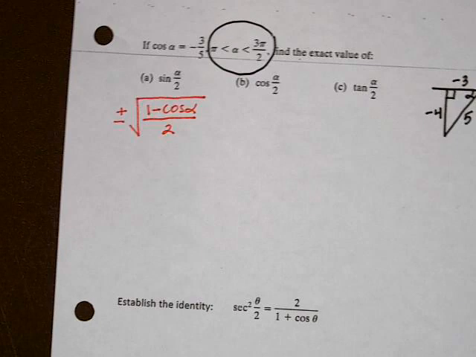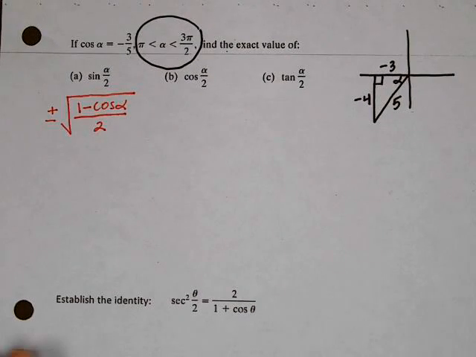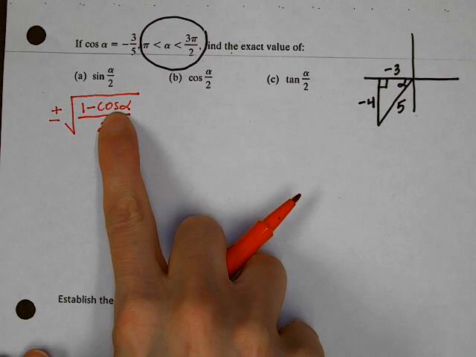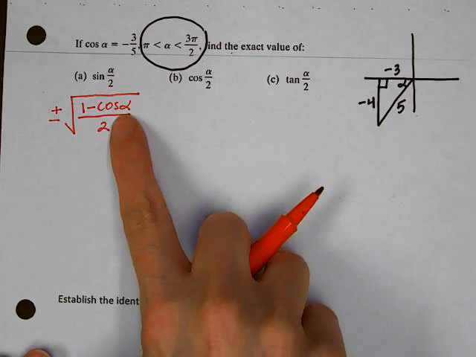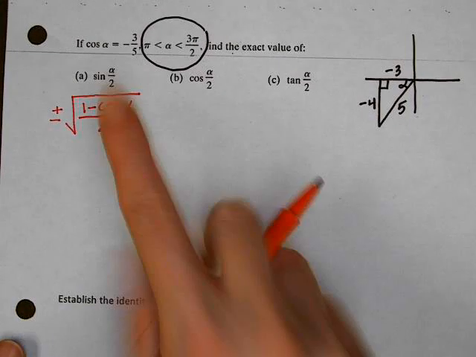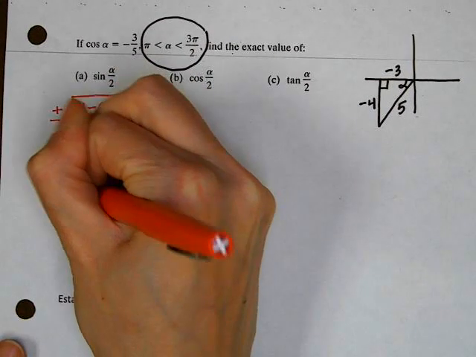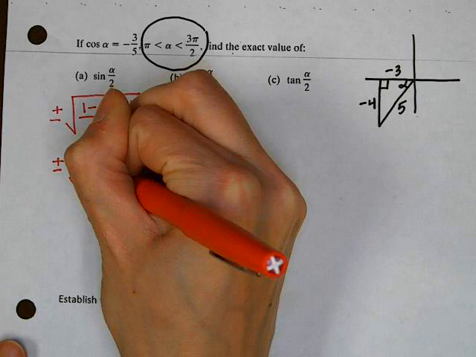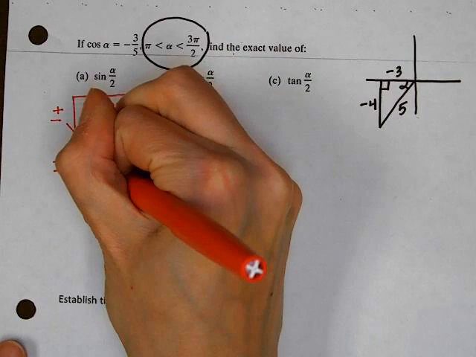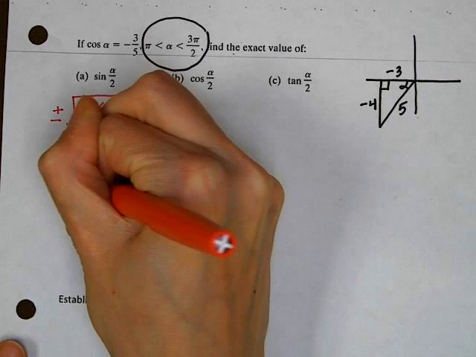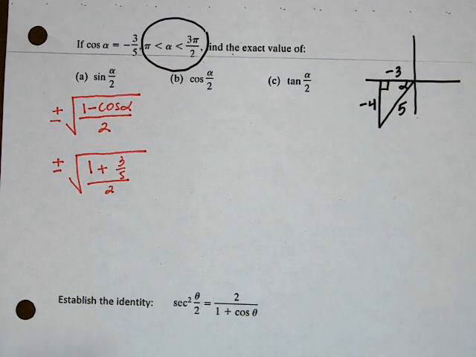Okay, I just stole that formula. Well, we know cosine, right? Cosine is just -3/5, so we're just going to plug that in for cosine alpha. So now it's plus or minus the square root of 1 minus -3/5. I'm just going to make that +3/5, and then all over 2. And then again, just kind of the messy algebra.